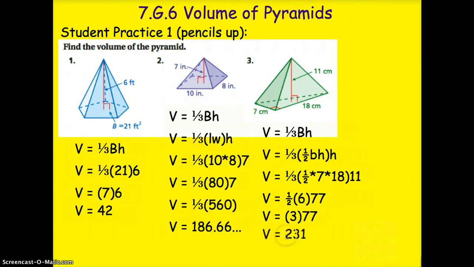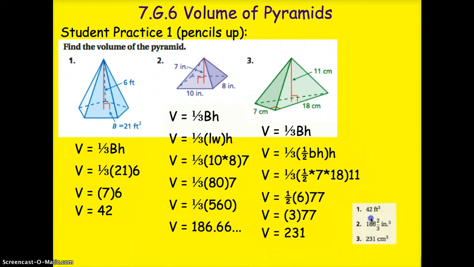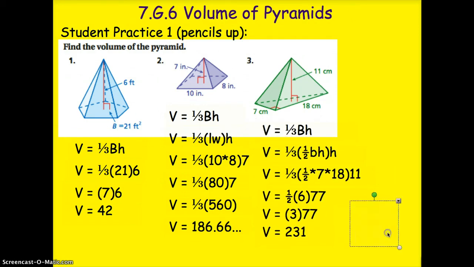Now, of course, all 3 of these answers are wrong because they do not have my units cubed. So if I take a look here, I can see now I have my units cubed. Okay. Notice also on number 2, I do have my answer written as a fraction instead of a decimal. 186 and 2/3 inches cubed. So I can write it that way as well. It will not change my answer.